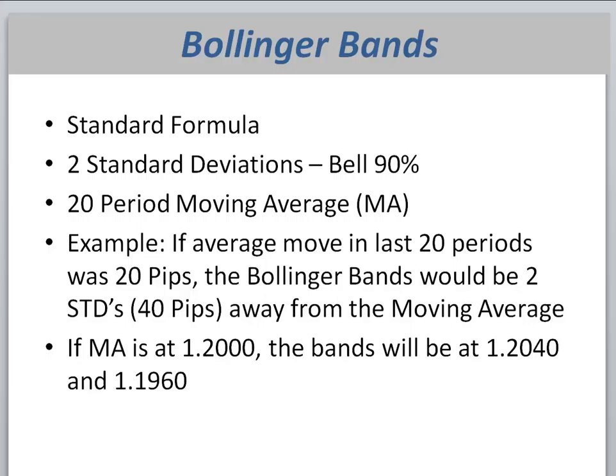Also, when you're plotting your moving average, you'll typically use a 20-period moving average. So for an example, what does that mean? If the average move in the last 20 periods was 20 pips, meaning that in every period your trading instrument went from its high to its low by only 20 pips, then two standard deviations would be 40 pips away.